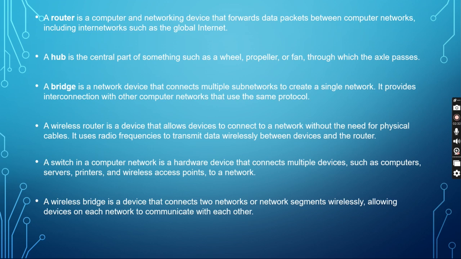A switch in a computer network is a hardware device that connects multiple devices such as computers, servers, printers, and wireless access points to a network. A wireless bridge is a device that connects two networks or network segments wirelessly, and allows devices on each network to communicate with each other.